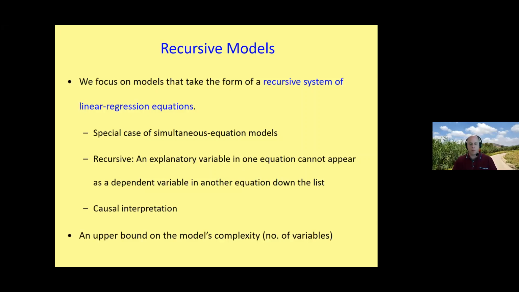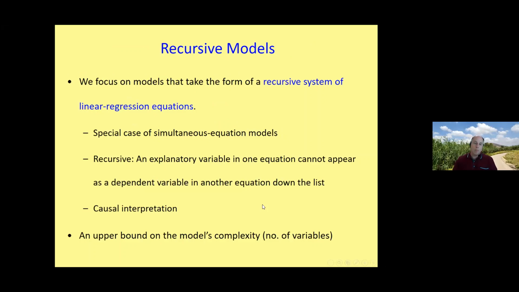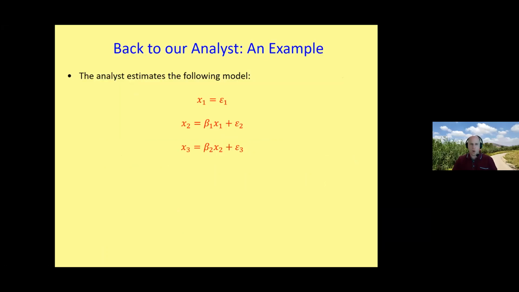We're going to put an upper bound on the model's complexity, measured by the number of variables. Therefore, our question will be, how badly can such a model distort the correlation between two variables given a certain bound on the model's complexity? That will be one parameter of the model. So let's go back to our analyst.